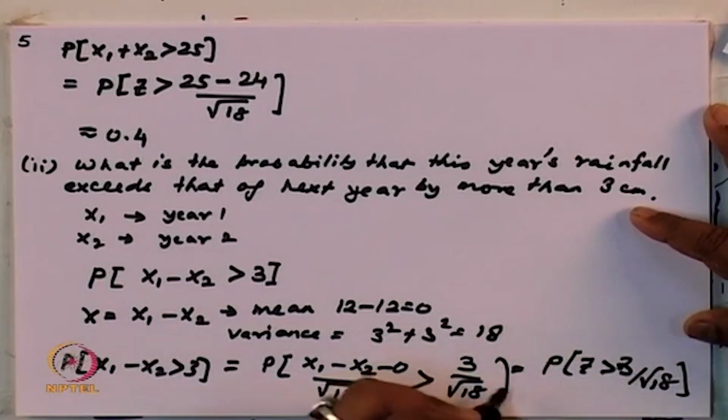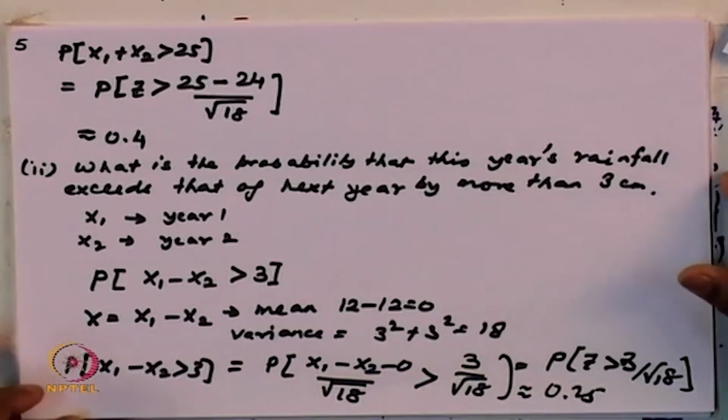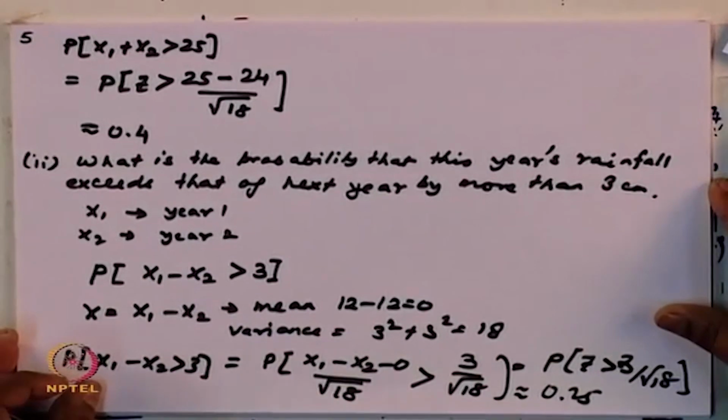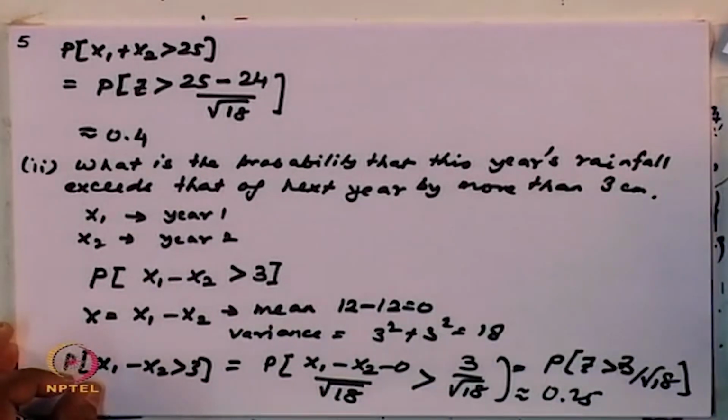And this probability, if you look up the tables, comes out to be approximately 25%. Okay. So, this is how you can make use of multiple random variables which are independent of each other, and find out the probability associated with their sum or subtraction, and so on and so forth. So, that brings our discussion of normal random variables to a close.